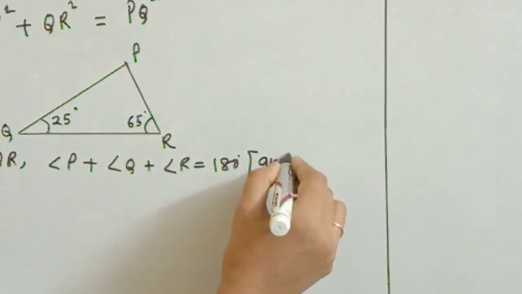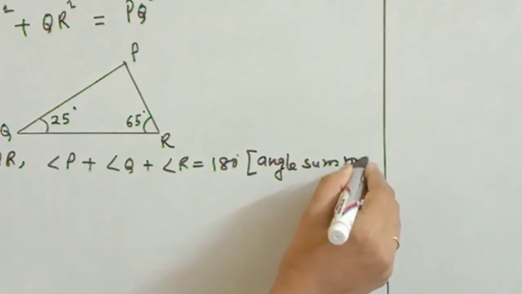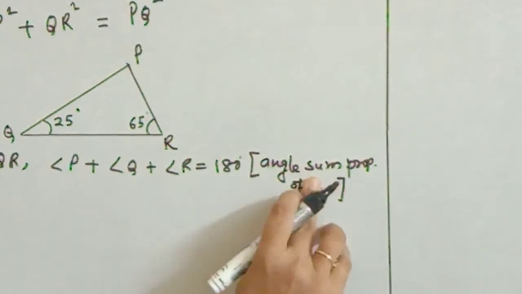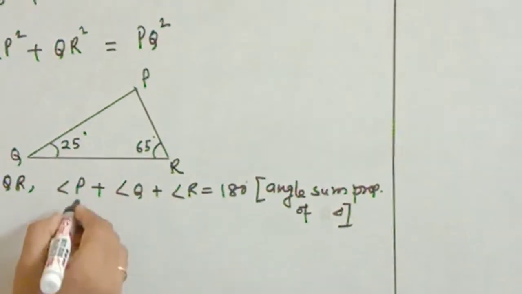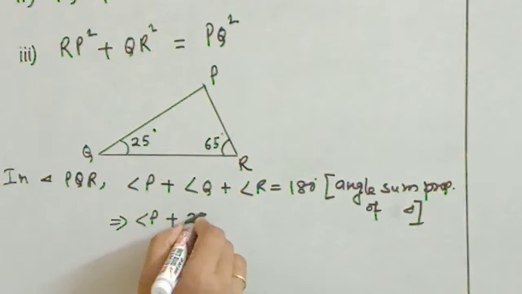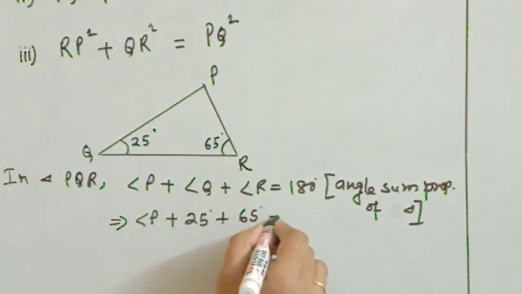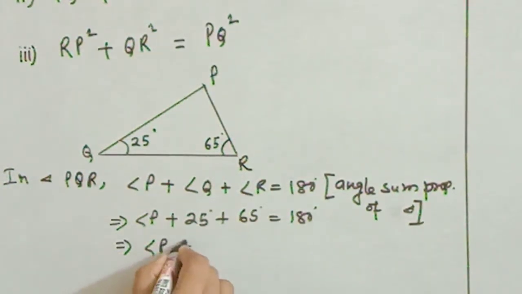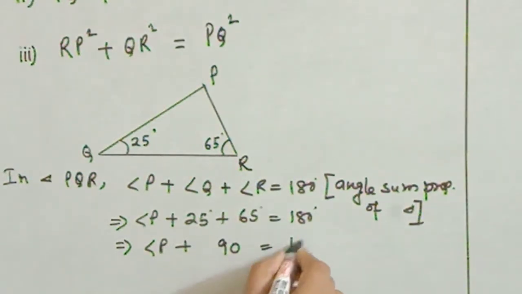So we can write that angle sum property of a triangle. Now angle P we don't know. Angle Q is 25 degree and angle R we have taken as 65 degree, equal to 180 degree. So what will be the value of angle P? If you add these two, 25 plus 65 is 90, equal to 180 degree.